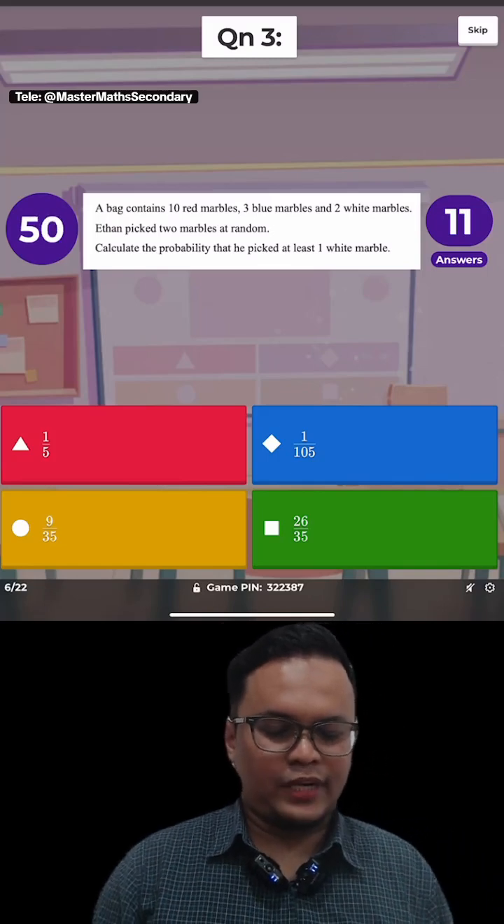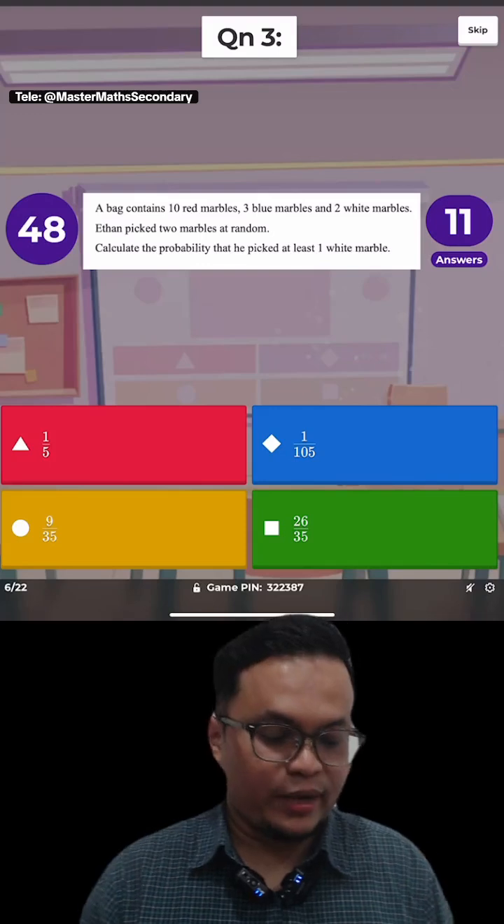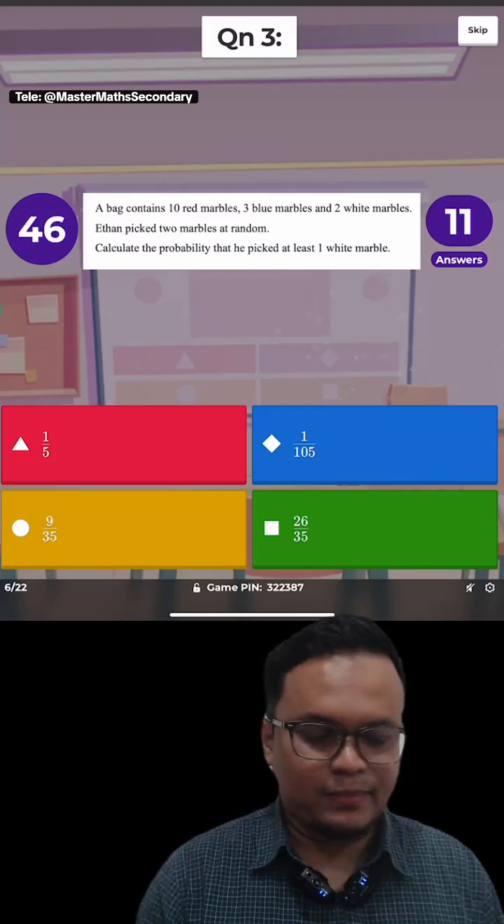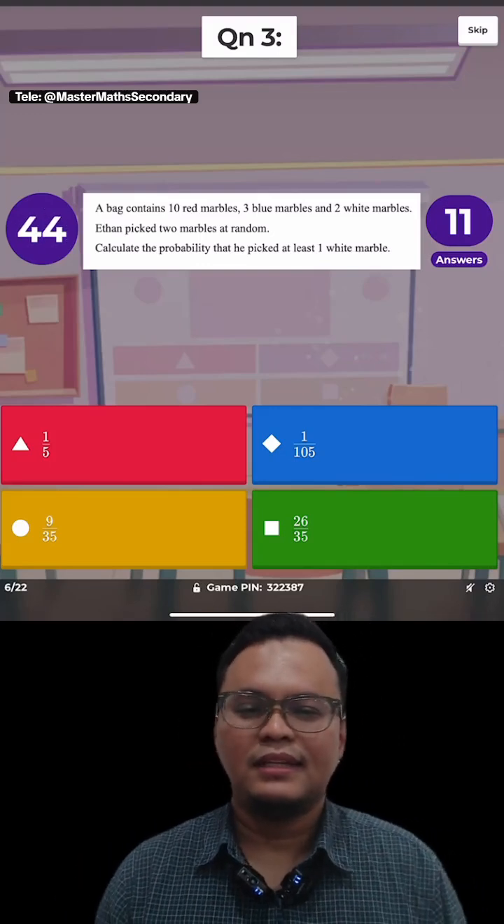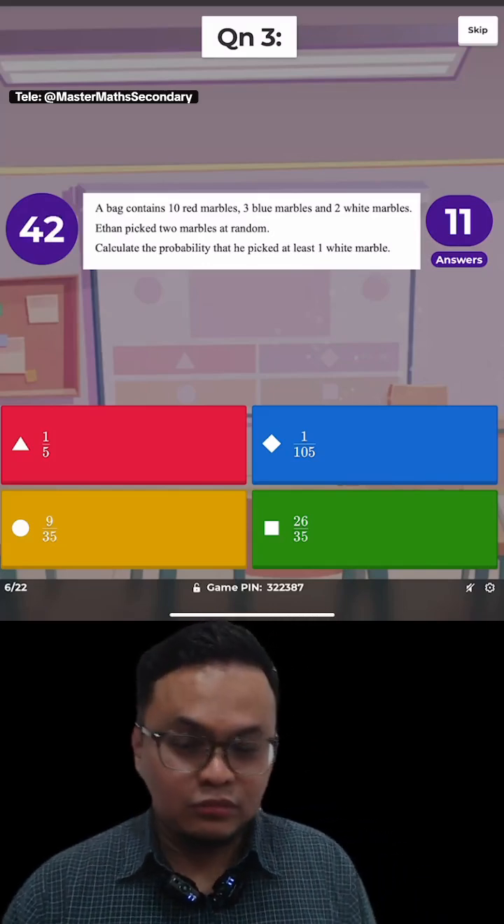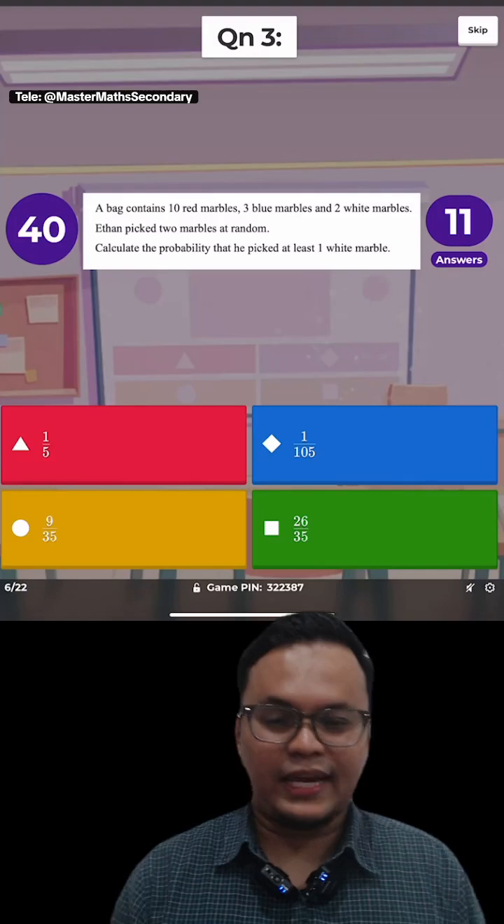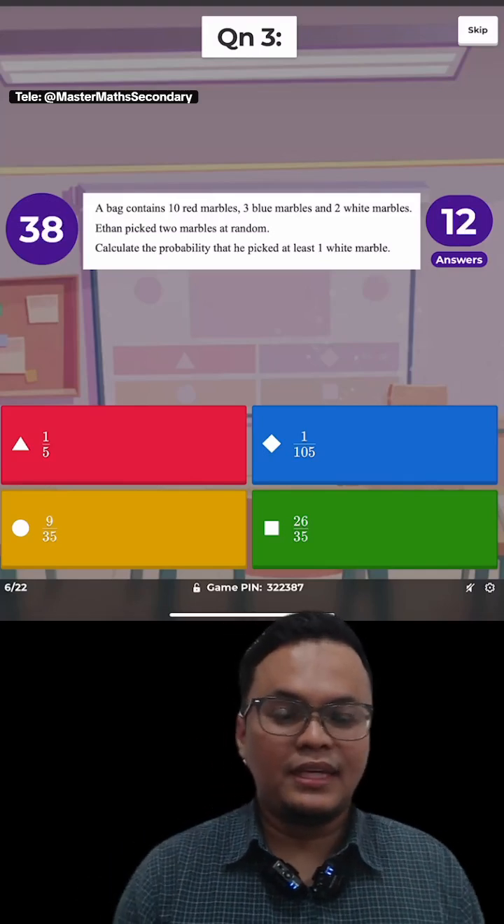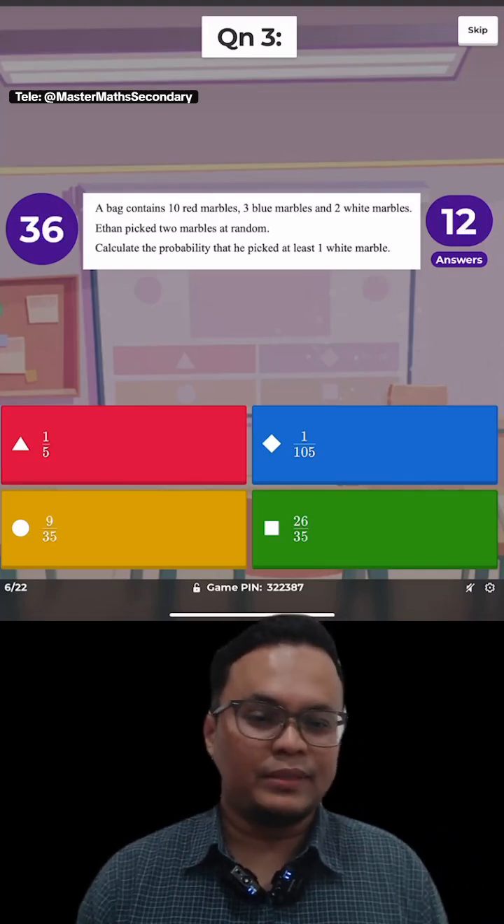You want to calculate the probability that he picked at least 1 white marble. Okay, so minimum must have 1 white marble. Okay, can we have 2? Definitely, because at least 1. Okay, meaning 1 or 2 are acceptable.